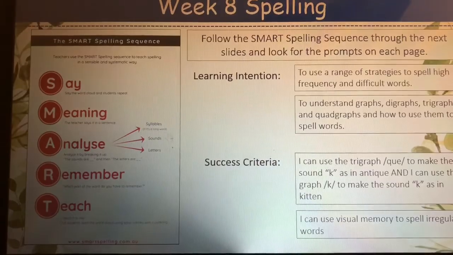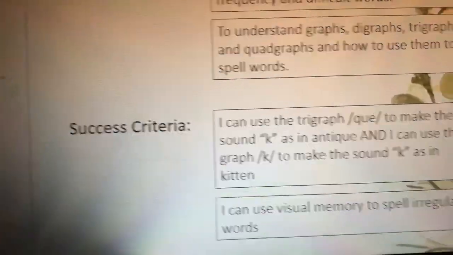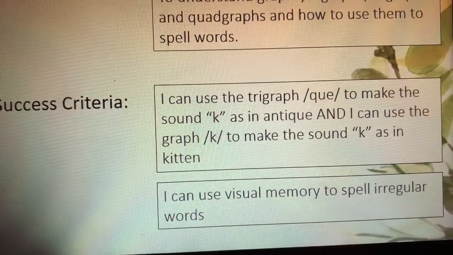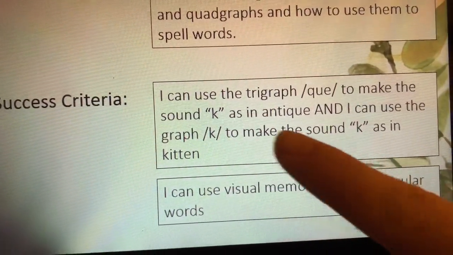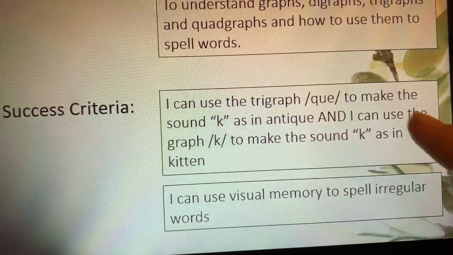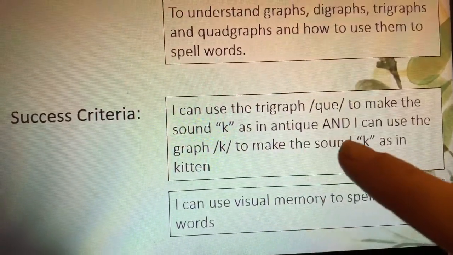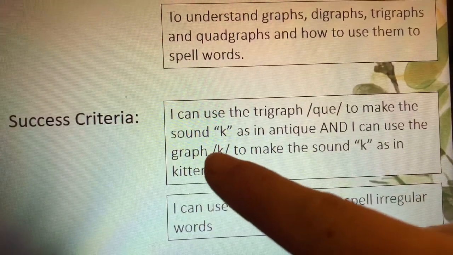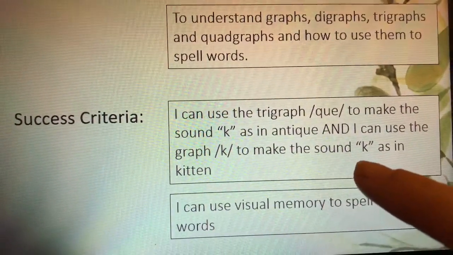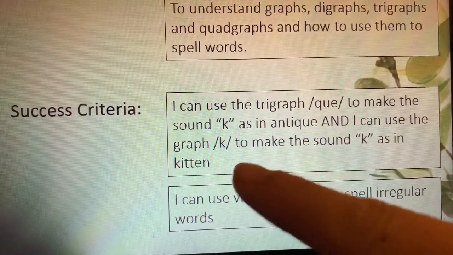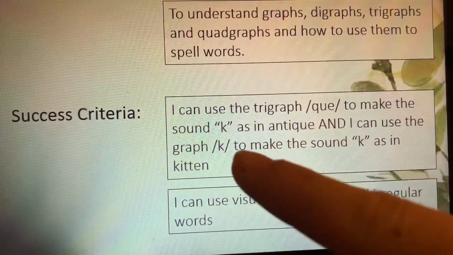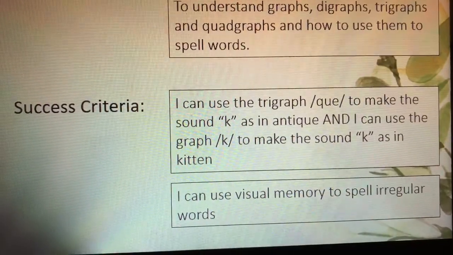This week you are going to be focusing on 2 different spelling rules. You are firstly going to be focusing on the trigraph QUE, which makes the K sound as in antique, and also the graph K, which also makes the sound K as in kitten. Although these are 2 different graphs and trigraphs, they are both making the same sound K.